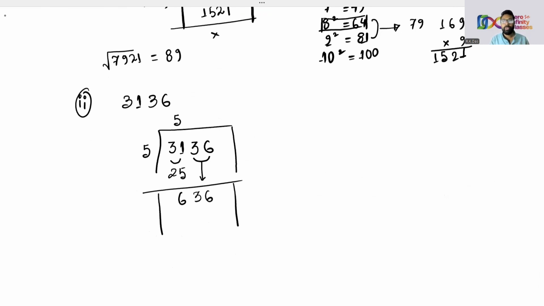Now again the next step is we have to add 5 with 5. We have to add this 5.